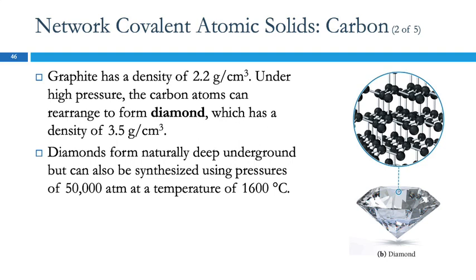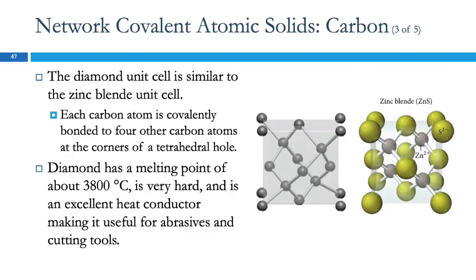So diamonds are found naturally. They come from graphite, and they can be synthesized. It takes pressures of like 50,000 atmospheres and high temperatures, 1,600 degrees, if you want to speed up that process. It was kind of expensive.